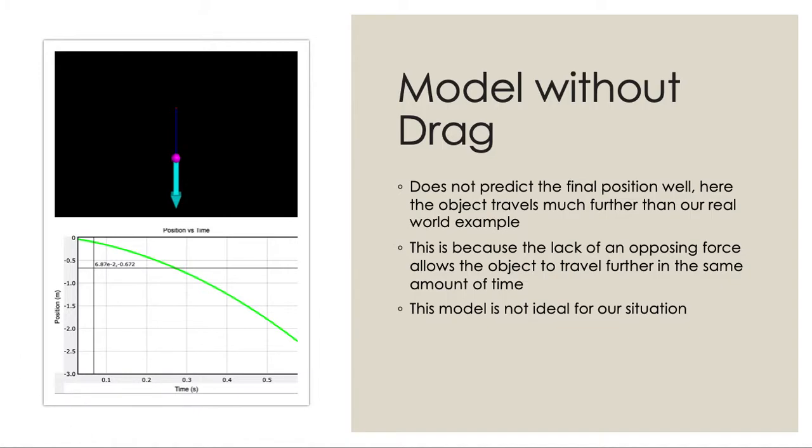As you can see here, the model where Fnet equals Fg does not include drag. Therefore, the only force acting on the system is the force of gravity, and the ball continues to pick up speed as it falls, which is why the slope remains curved throughout our time interval.